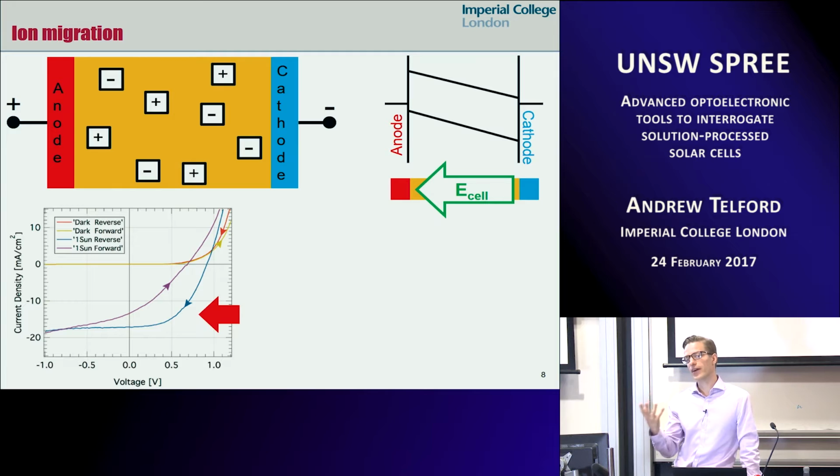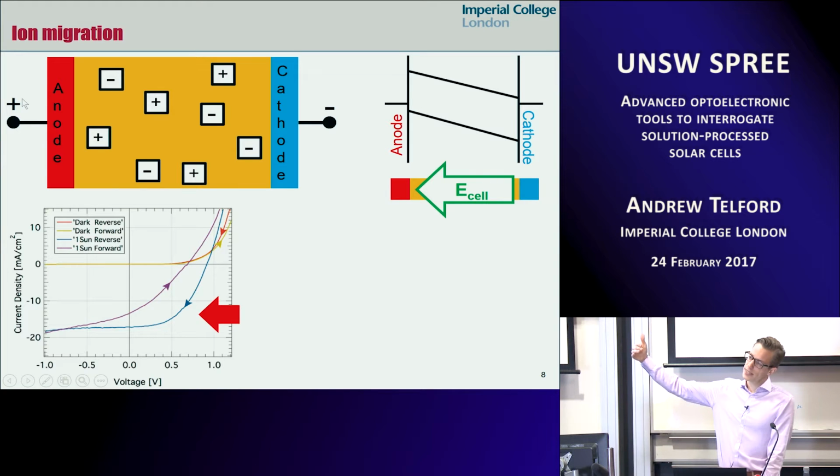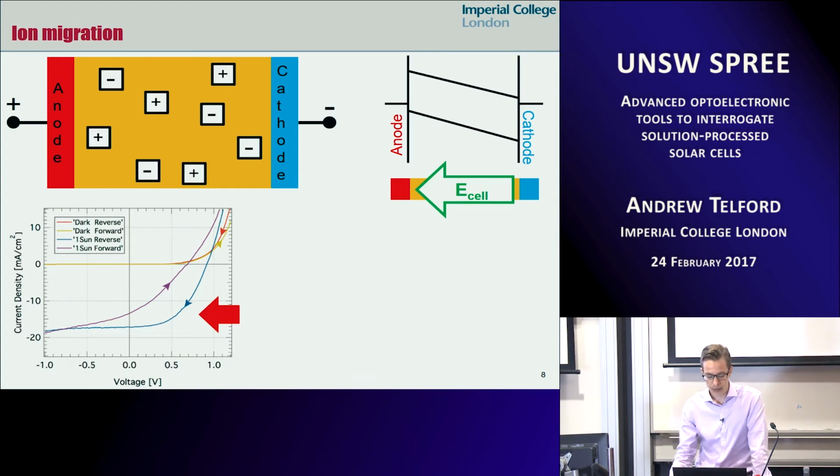And one way to try to understand the effect of mobile ions in the solar cells is to imagine that you have your bulk material here in yellow, and you have anode and cathode. I'll keep this color coding throughout the talk. So if you imagine that you're scanning from forward biases, so towards reverse biases, the polarities of your contacts will be like so.